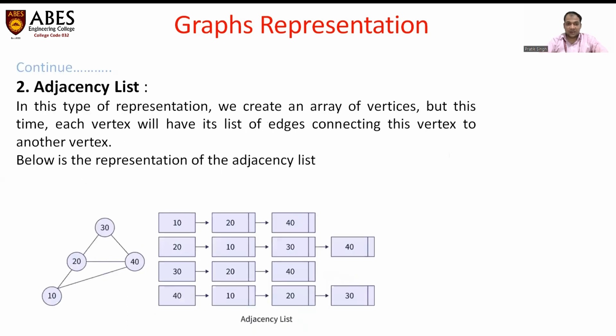Now, the adjacency list. In this example, we consider an undirected graph. It is just like a linked list. 10 is connected to 20 and 20 is connected to 40. 20 is also connected back, so this is an undirected graph. So 10 is connected to 20 and 20 is also connected to 10. 20 is connected to 10, 10 to 30, and 30 to 40. This is called an adjacency list.